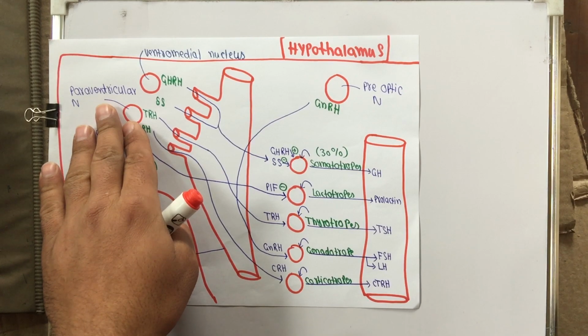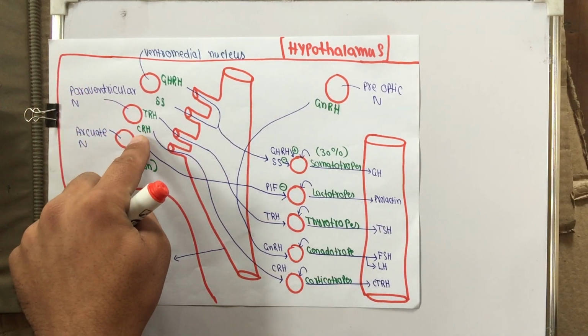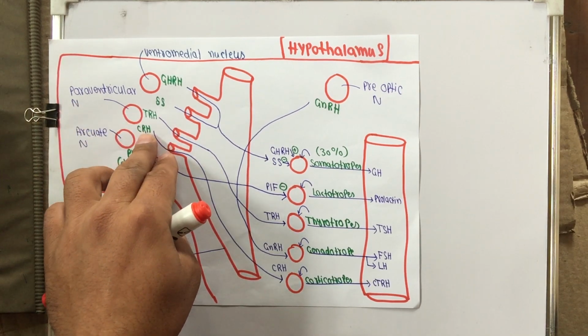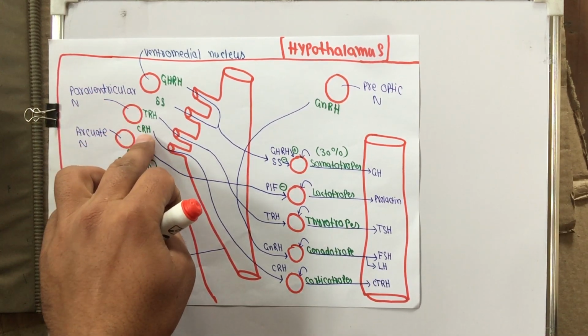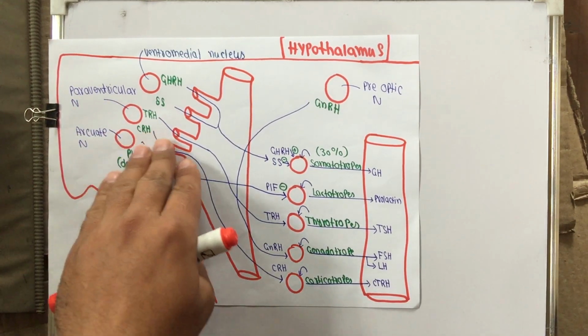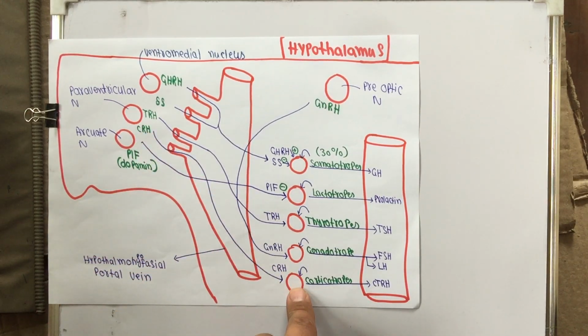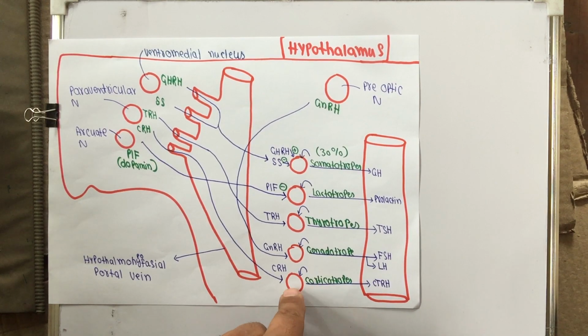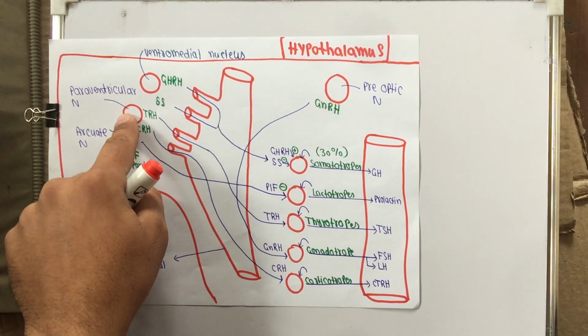The same paraventricular nucleus also produces corticotropin releasing hormone. This factor or hormone also goes through the hypothalamo-hypophyseal portal vein to a type of cell present in the anterior pituitary called corticotrophs, and stimulates these cells and causes the release of adrenocorticotropic hormone. So this is the paraventricular nucleus.